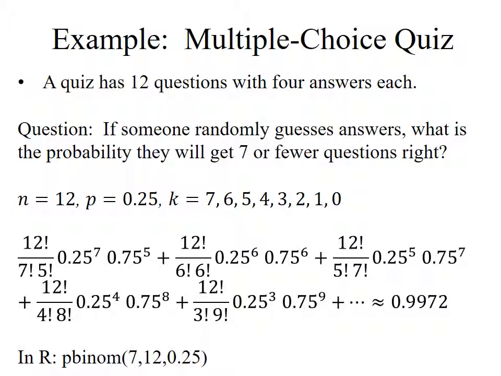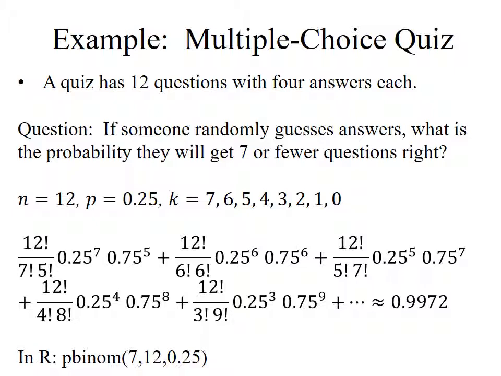But k, well, I want k to be 7 or 6 or 5 or 4 or 3 or 2 or 1 or 0. So I need to stick each and every one of those k's into the formula and add up all the results. So what do I do? Well, okay, I get 12 factorial over 7 factorial 5 factorial times 0.25 to the 7th times 0.75 to the 5th. That gives me the probability of getting exactly 7 questions right.